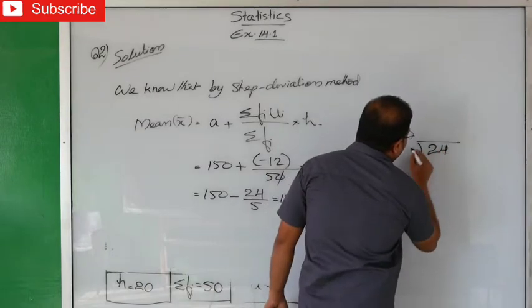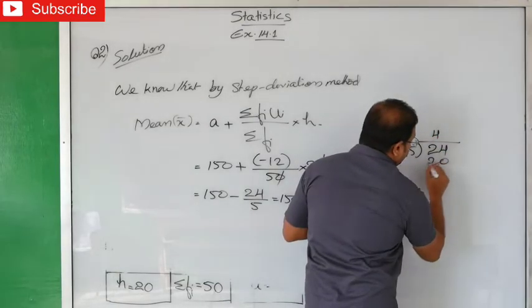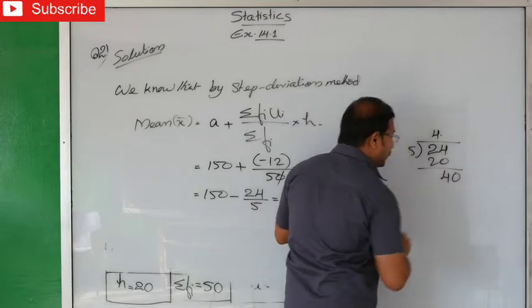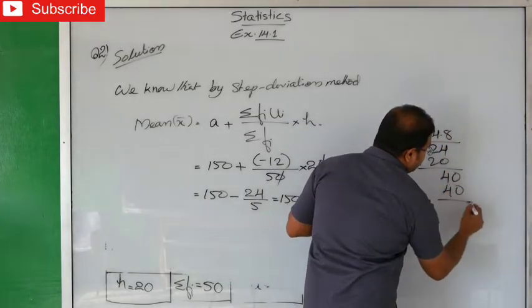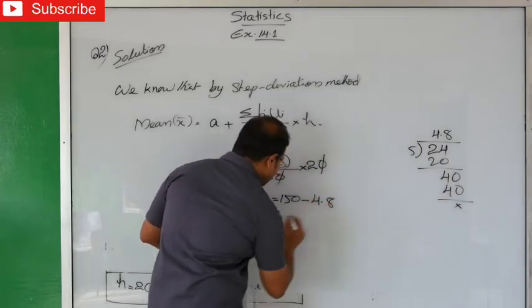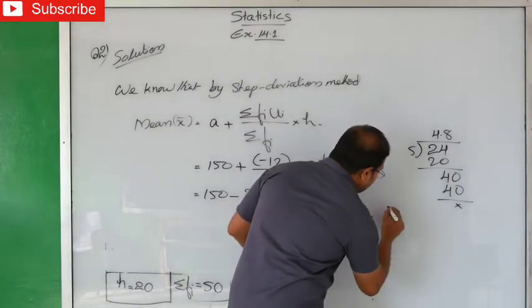24 divided by 5. 4 5s are 20. Balance 4. Put 1 point and 0 here. 5 8s are 40. Ready? That means we got it now. 4.8. 150 minus 4.8. So we'll do now the next part.